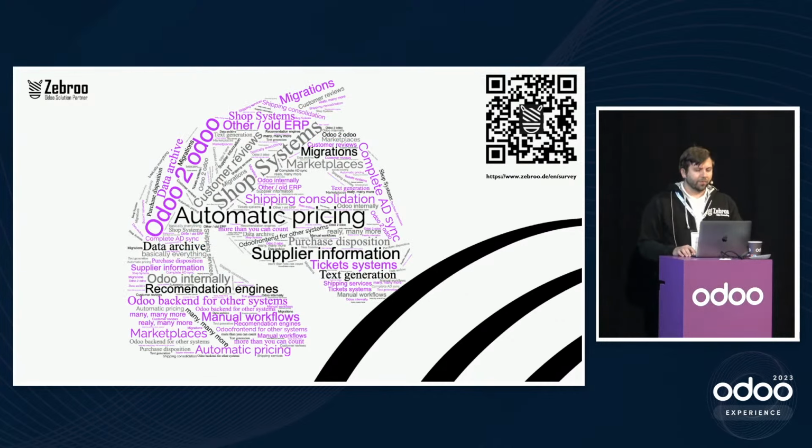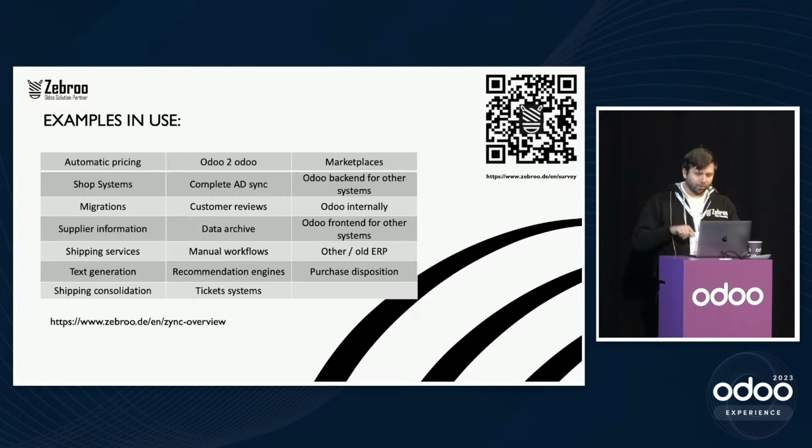These are some real-life examples, and this is why I need to talk that fast, because there's a lot of possibilities. These are just the examples we already have live with customers. So you can connect two different Odoos. You can have automated pricing, shop systems, migrations. There's a lot of use cases where you need integrations, and normally you would pay someone to program them for you. The list is just put in a more readable form if you're interested.